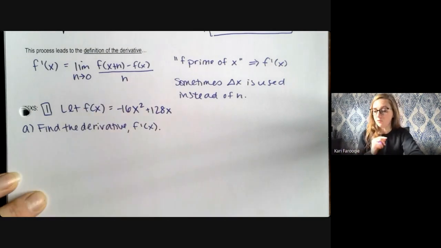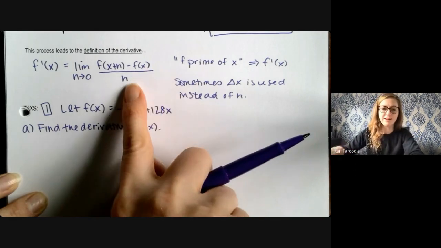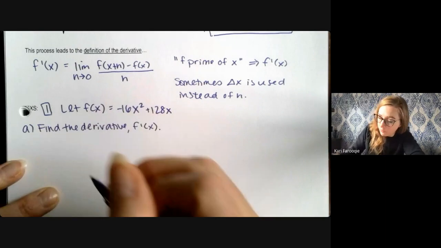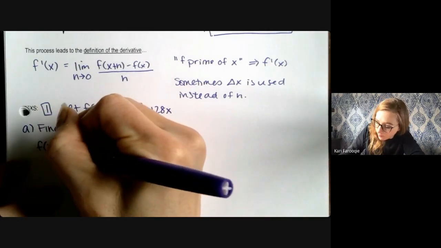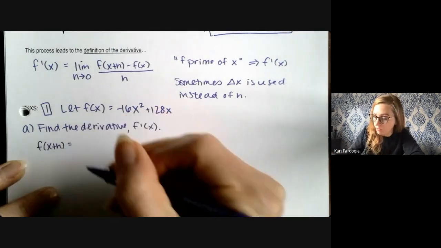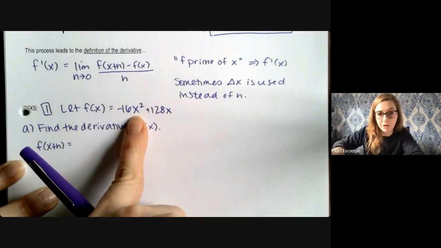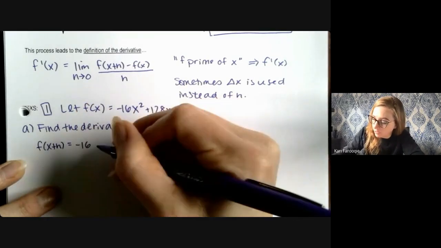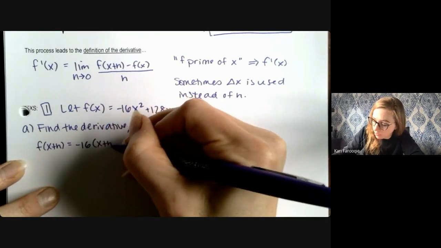The main thing I need to focus on finding first is f of x plus h, because I already have f of x, and dividing by h is not that big of a deal. So first find f of x plus h. I'm going to take my function, and everywhere I see x, I'm going to swap it out for x plus h. I'm going to substitute. So we'll have negative 16 and then x plus h.